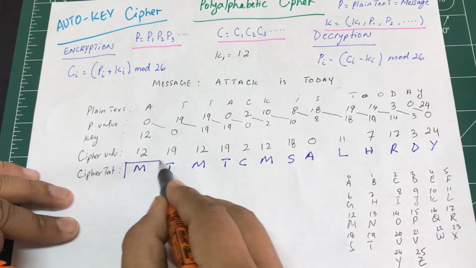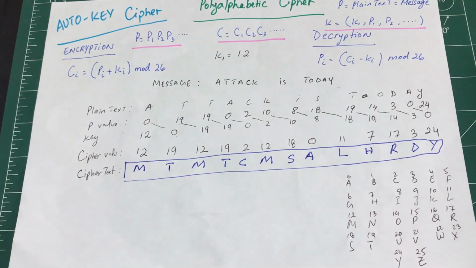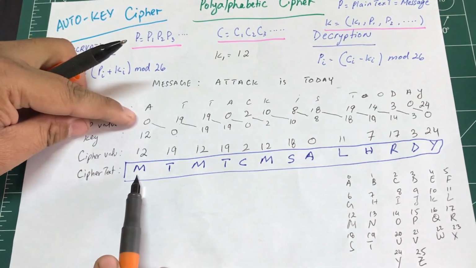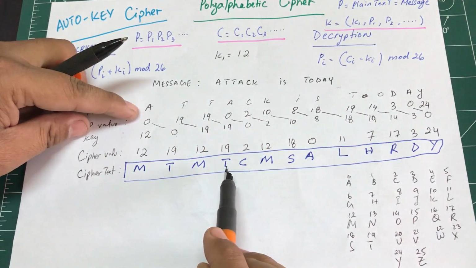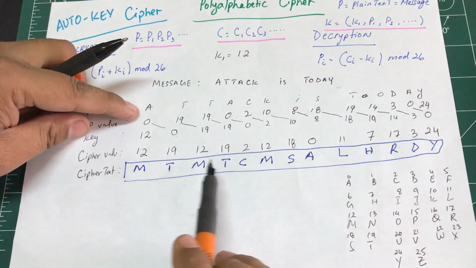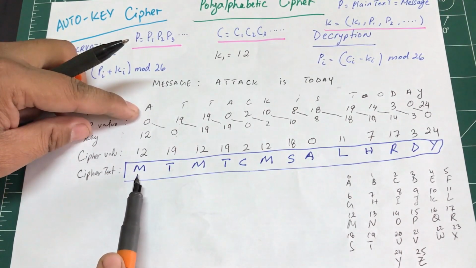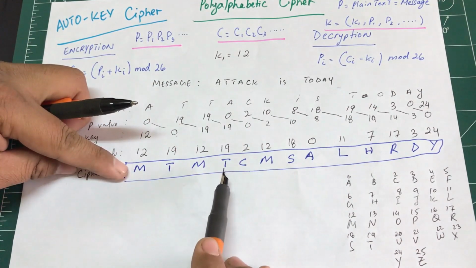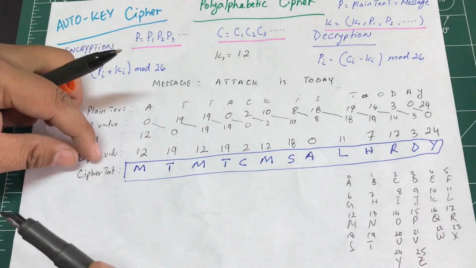Now this is my ciphertext. Now this is why this is polyalphabetic. Look, I have A being mapped to M, and when another A comes up, it is mapped to T. So every single letter is being mapped to some different letter. A one time is mapped to M. The second time when A came in, it mapped to T. The third time A came in, it mapped to D, which means it's polyalphabetic.